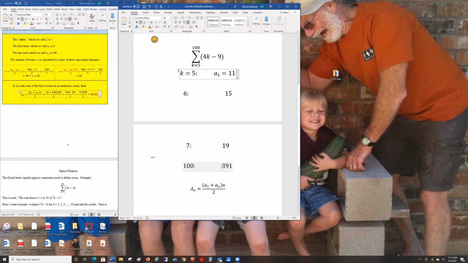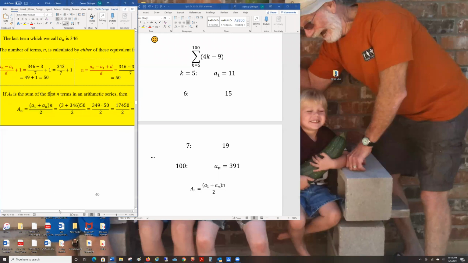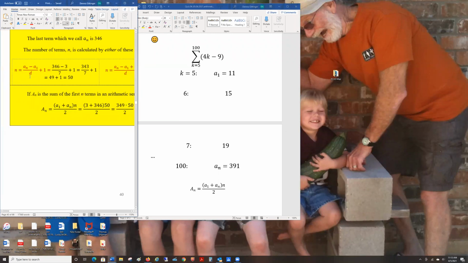In this class, I'm using this. It's not A sub 100 because there's not 100 numbers. There's less than that. So this is A sub n. That's equal to that. So all I need to know now is how many numbers there are. Well, there's two ways of doing that. One way is to use this formula on page 40 that says a sub n minus a sub 1 divided by d plus 1, where a sub n is the last number, a sub 1 is the first number, and d is the adder. And that's how many numbers there are.